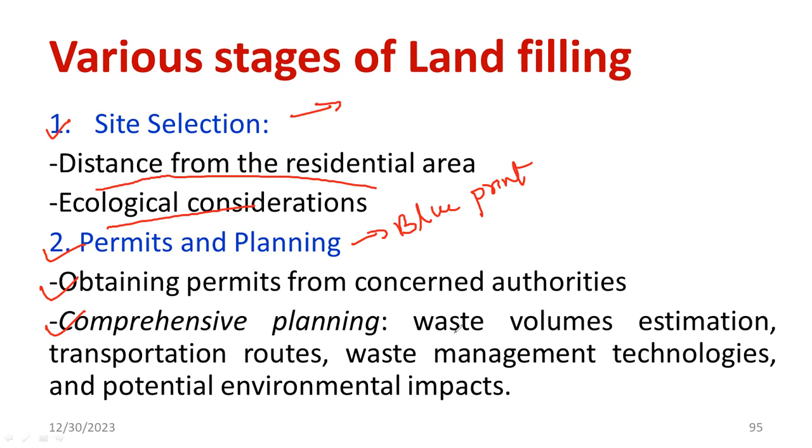Here, we need to consider the waste volume, the total amount of volume, then the transportation route, where we have to decide the shortest path. After the transfer station, next will be the land disposal. So we need to identify the distance between the transfer station and the disposal site, the waste management techniques we have to apply, and the potential environmental impact: will it create any air pollution, water pollution, or noise pollution, etc. We have to consider these. So these are the important steps concerning permission and planning.